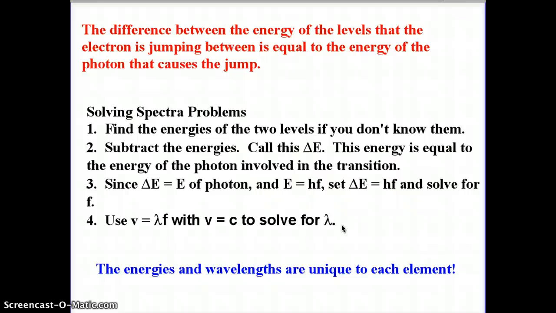Key thing that we're going to need to know is that for any given element, the energies that work and the wavelengths that correspond to those energies are unique. The set of wavelengths that you get for hydrogen is completely different from the set of wavelengths you get from helium. And that's completely different again from the set of wavelengths you might get from oxygen or nitrogen, carbon, anything like that. Every element has its own unique set of energies and wavelengths. And that's going to be very important to us when we want to find the composition of objects in space.